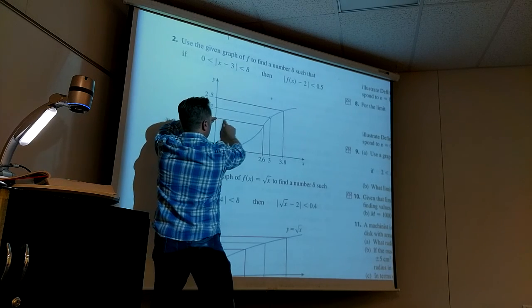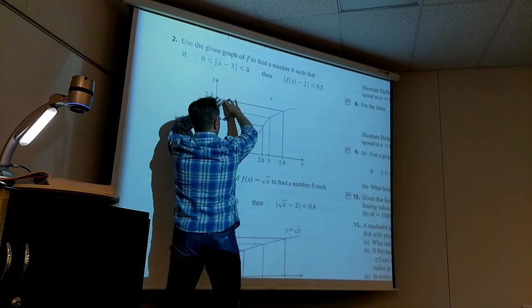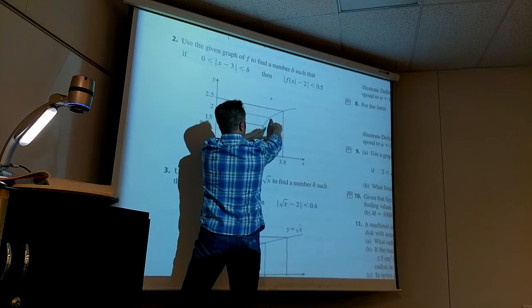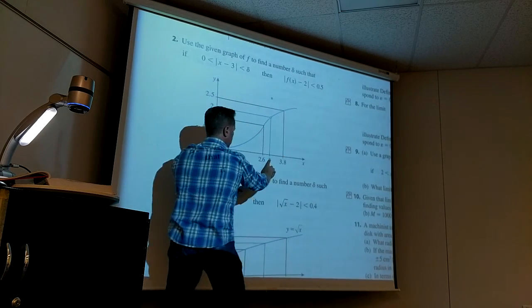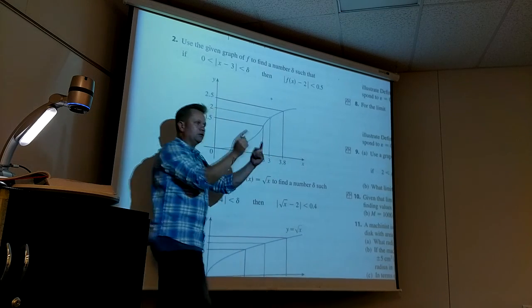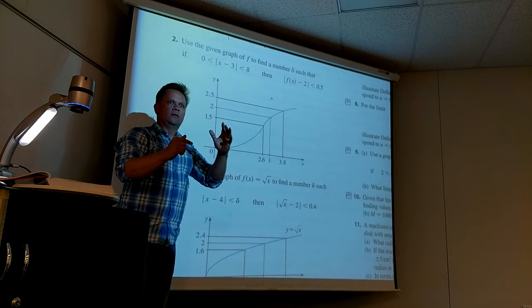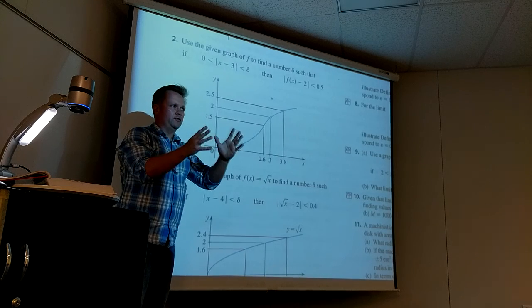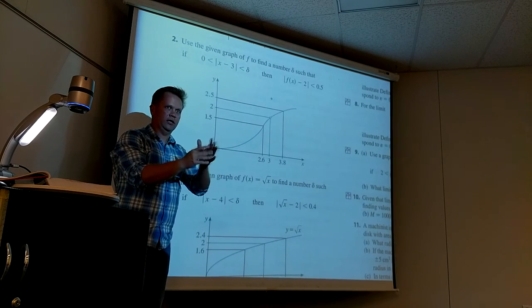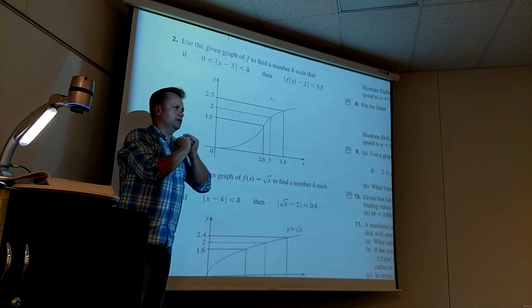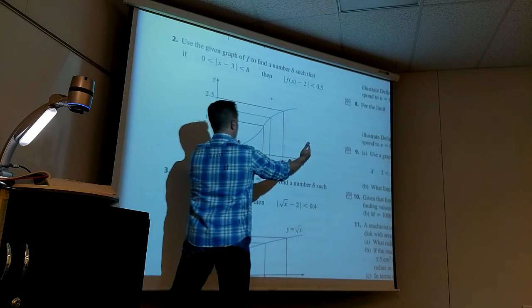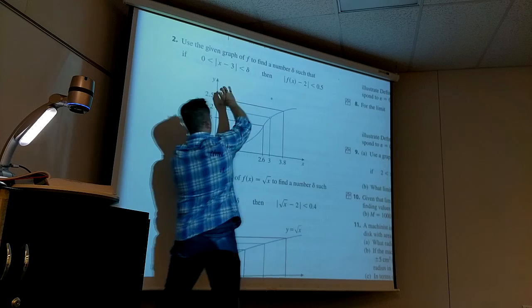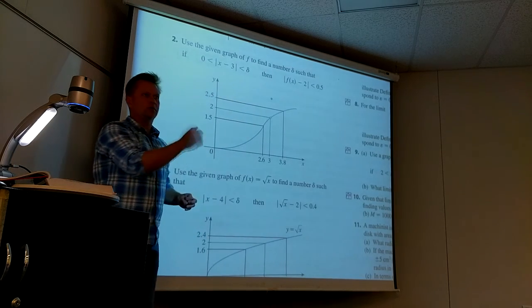Then I see where it intersects, what outputs. I've got to be within this much of the limit. And then I'm trying to figure out, well, how close to 3 do I have to be? What's my delta going to have to be? This is beautiful. This is the visual of the whole idea. And it's really simple. How close do I have to be to my input so that my outputs are within 0.5 away from the supposed limit?